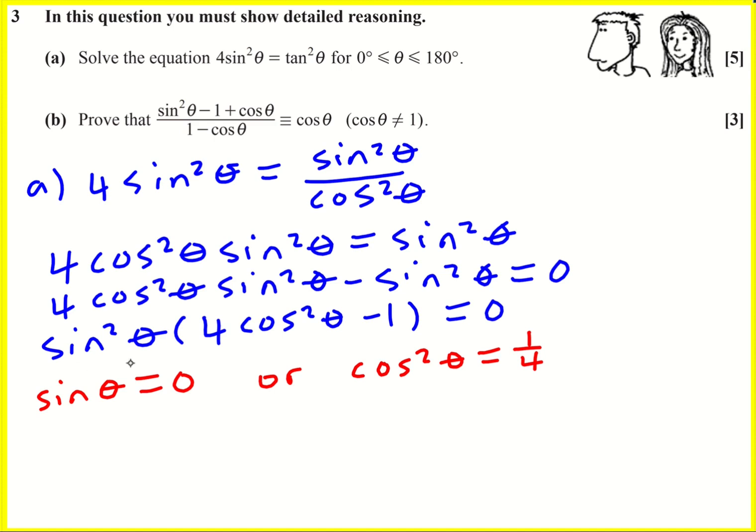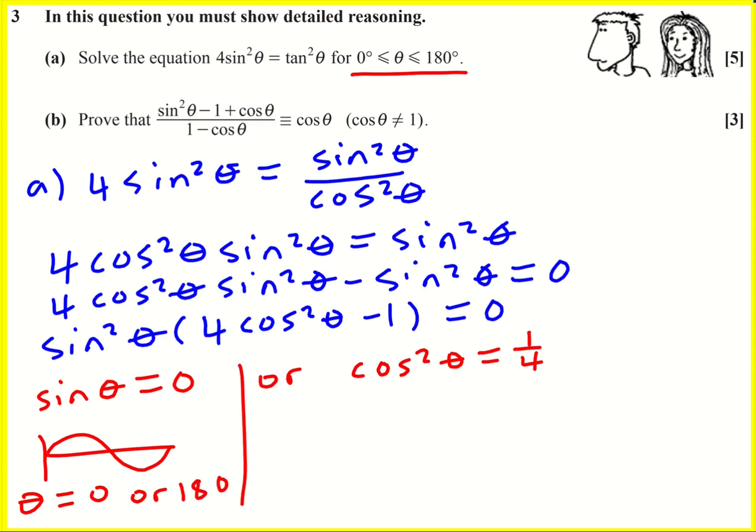Okay, so for sine theta equal to 0, I'm gonna do it without a calculator. I can just sketch the graph. By the way, we're interested in 0 to 180. So I'm going to get that theta is equal to inverse sine of 0, which is 0. So I'm going to get 0, and I'm going to get 180 as well. So that's from this bit.